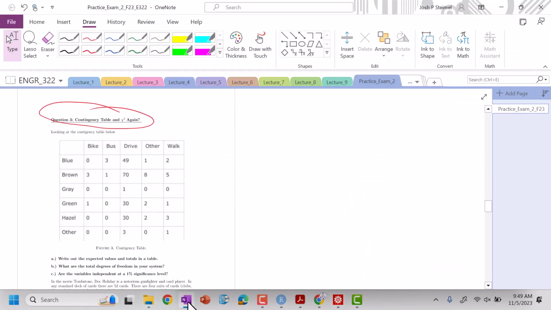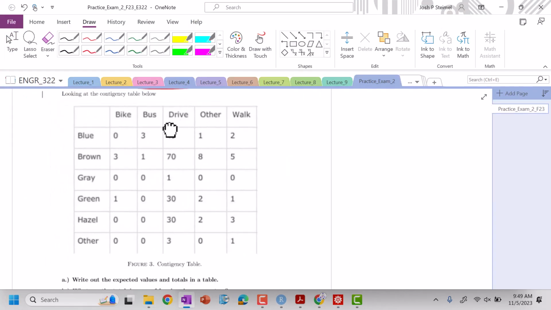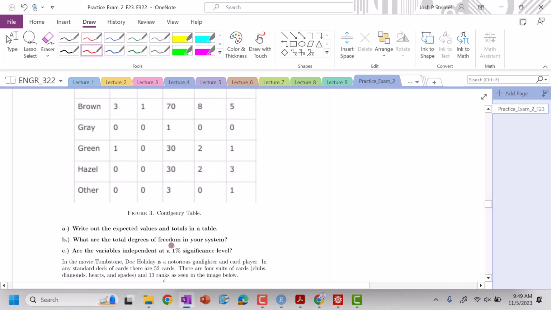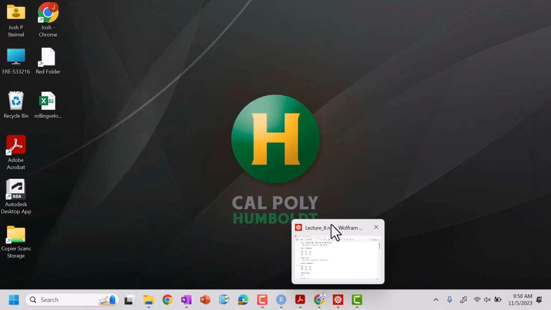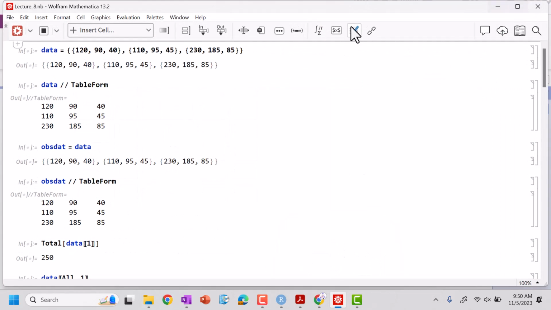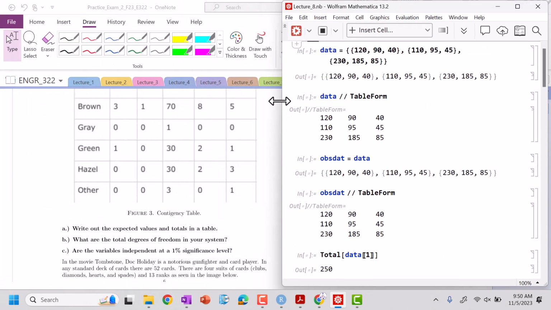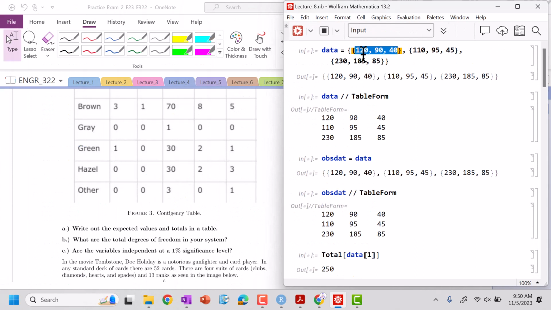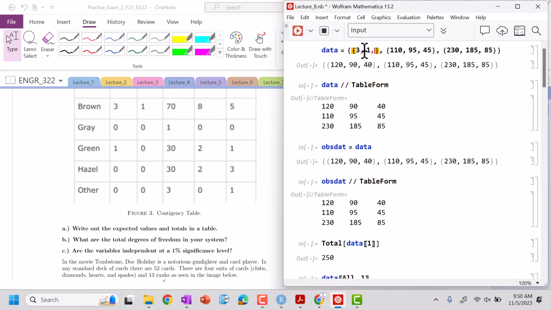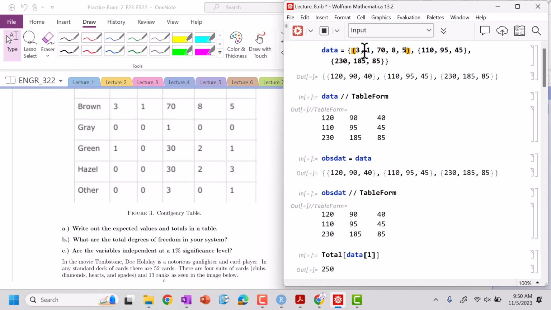The first question is asking, looking at these contingency tables, write out the expected values and totals in a table. One way we can do this is with our Mathematica notebook. So let's set up our data. Our data is going to read as follows, and you can essentially see here by row: 3, 1, 70, 8, 5. I'm going to copy this and paste it.